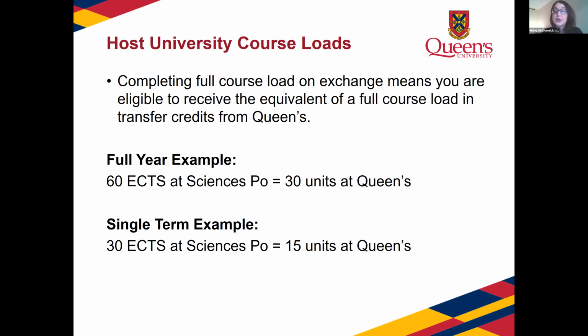So if a student is going to Sciences Po for 1 term, they need to enroll in 30 ECTS in order to be eligible to receive 15 units in transfer credit from Queen's. If a student is going to Sciences Po for the full year, they need to enroll in 60 ECTS in order to be eligible to earn 30 units and transfer that back to Queen's for that whole academic year. So I hope that that is clear for folks. Does anyone have any questions at this point in time?